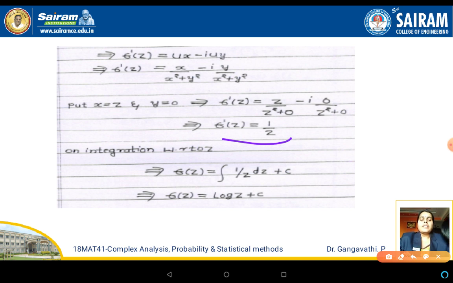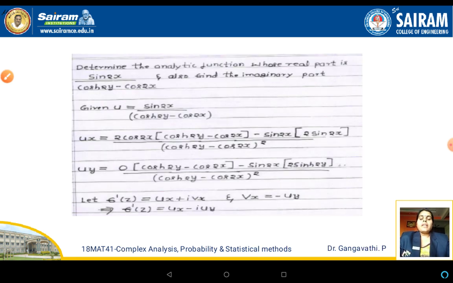On integrating with respect to z, we get f of z is equal to integration of 1 by z dz plus c. And integration of 1 by z is log z. So that is our f of z. It was given u and it was asked to find f of z, that is the analytic function. The analytic function here is log z.